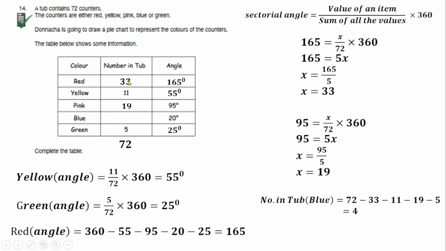So why not just add all these values together and remove it from 72? That will give us the number of top in blue, which is going to be 4. So that's the complete table the person is going to use to draw the pie chart. We are not asked to draw the pie chart, they only want us to complete the table.